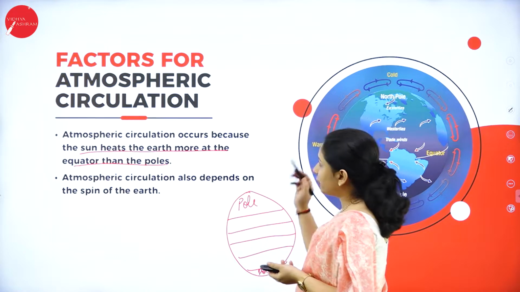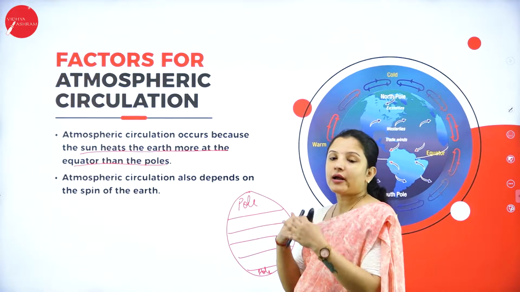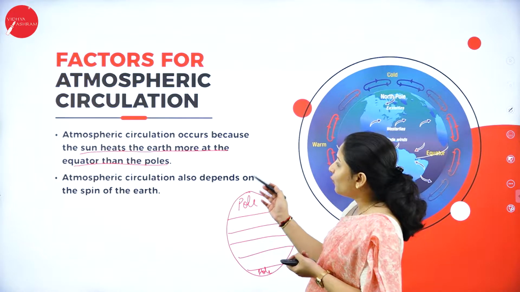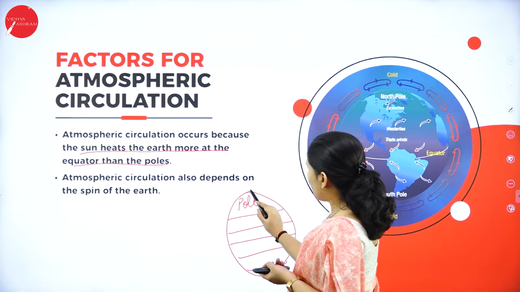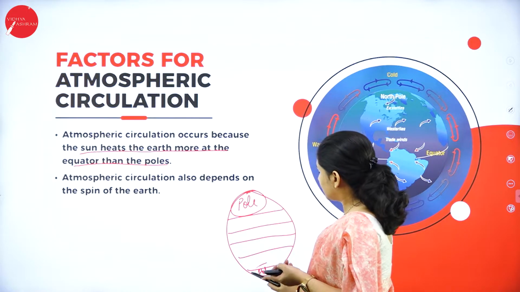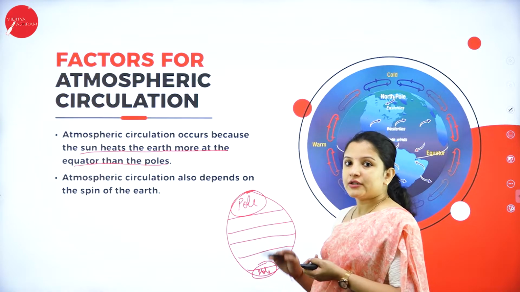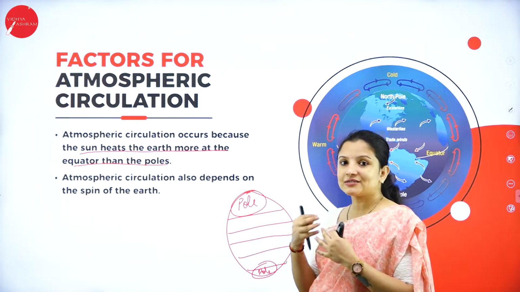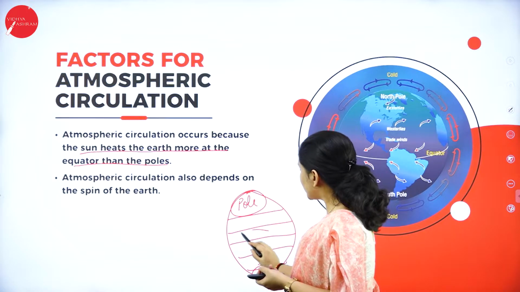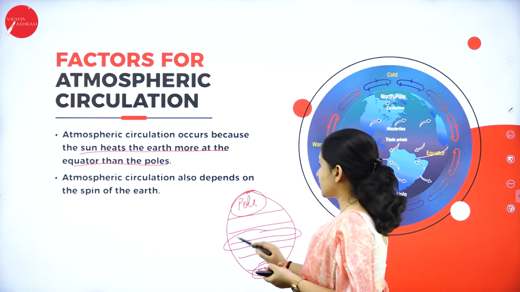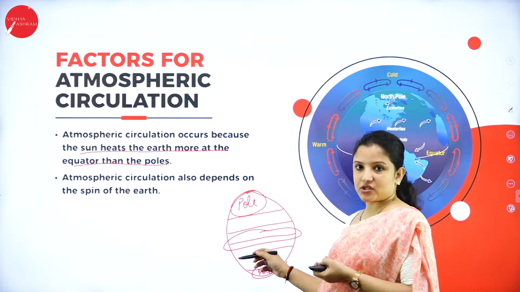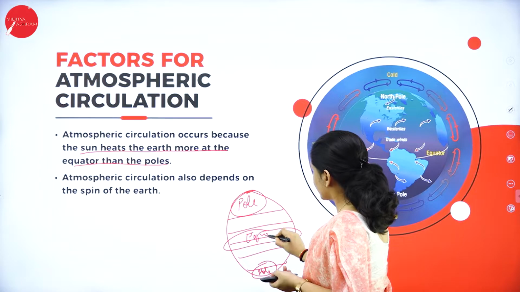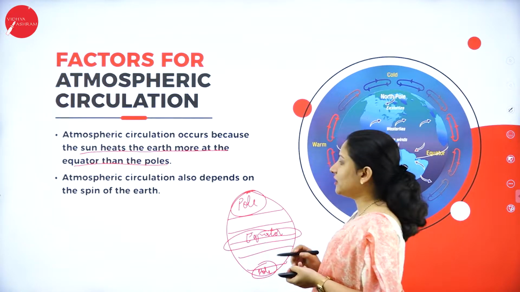So here, one of the factors, what is the reason for atmospheric circulation is, when compared to the poles, that is the North Pole and the South Pole, the movement of air or the circulation of air around the Earth's atmosphere is more in the tropical regions or in the equator region. So it is more in the equator region. So that is one of the factors.